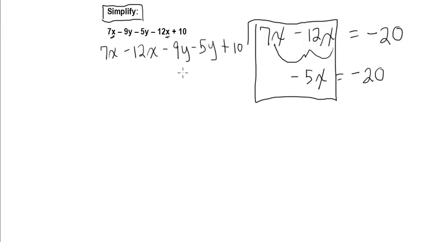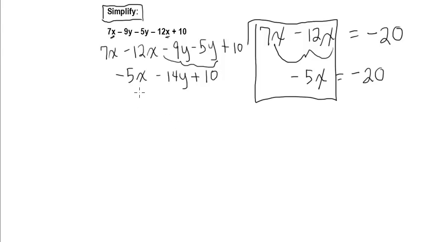That's all we're going to be able to do with this. Like we saw before, we have the 7x minus 12x. That's going to give us a minus 5x. And then we're going to take these two and put them together, and that's going to be a negative 14y plus 10. And that's it. We are done.